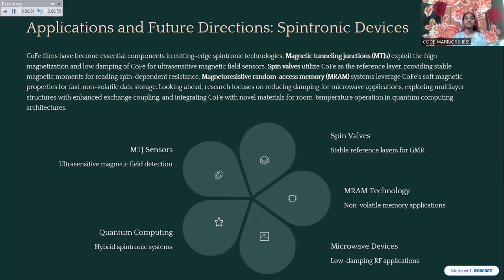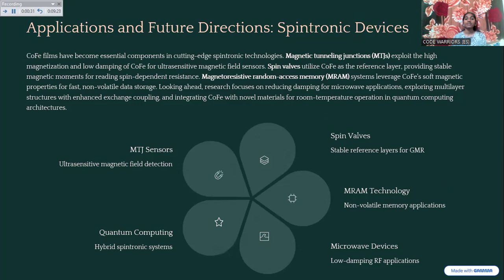Applications and future directions. Spintronic devices. CoFe films have become essential components in cutting-edge spintronic technologies. Magnetic tunnel junctions, MTJs, exploit the high magnetization and low damping of CoFe for ultra-sensitive magnetic field sensors. Spin valves utilize CoFe as a reference layer, providing stable magnetic moment for reading spin-dependent resistance.